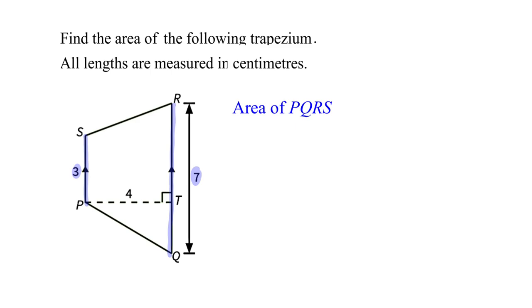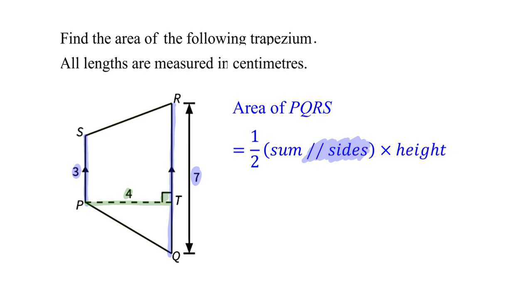Next, identify the height, which is the perpendicular distance between the two parallel sides. In this case, PT, which is 4. Once we have that, we would then be able to find the area of the trapezium easily. The parallel sides are 3 and 7.